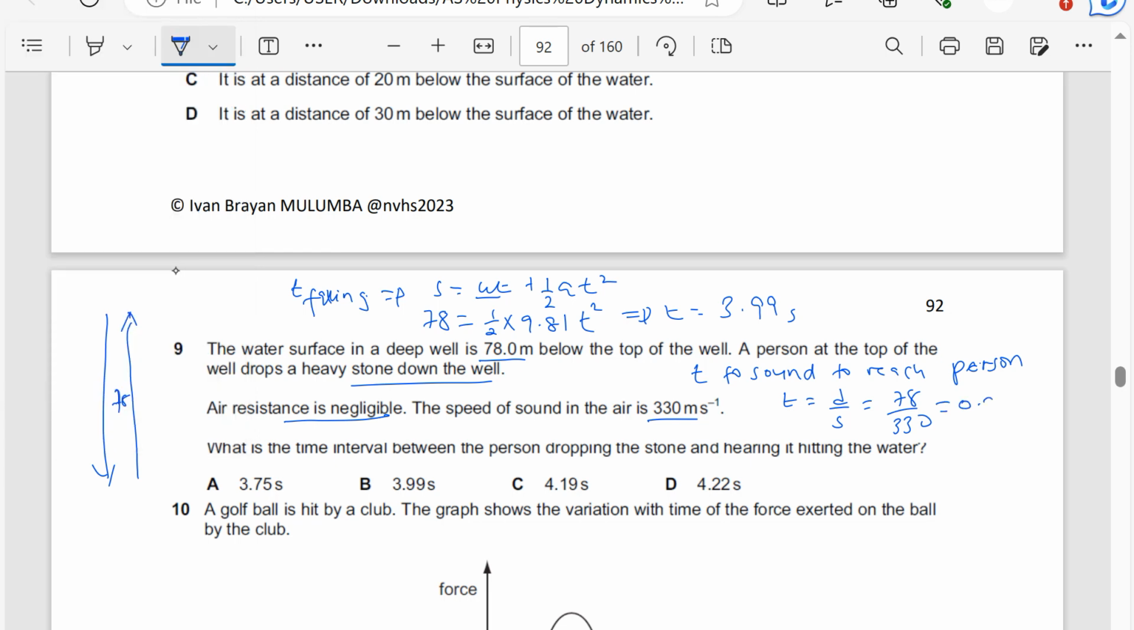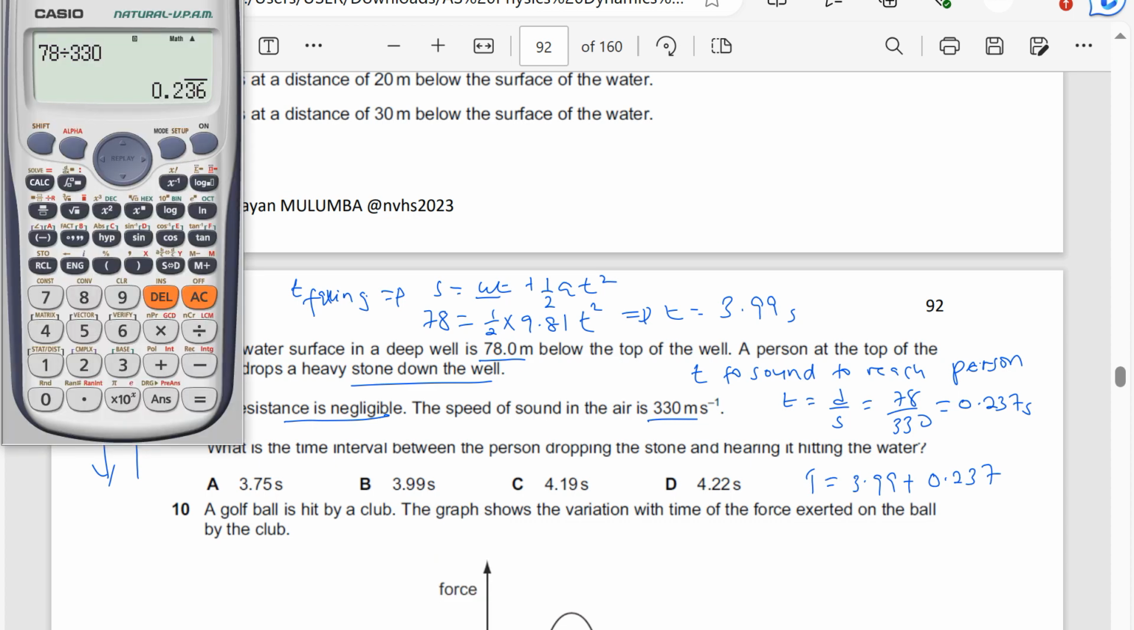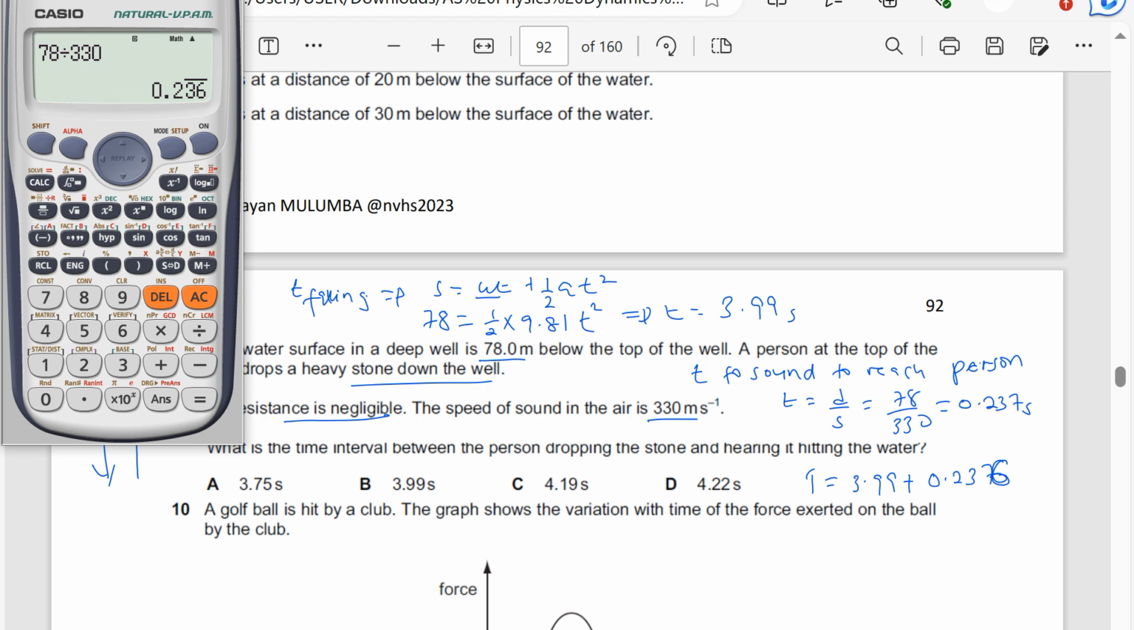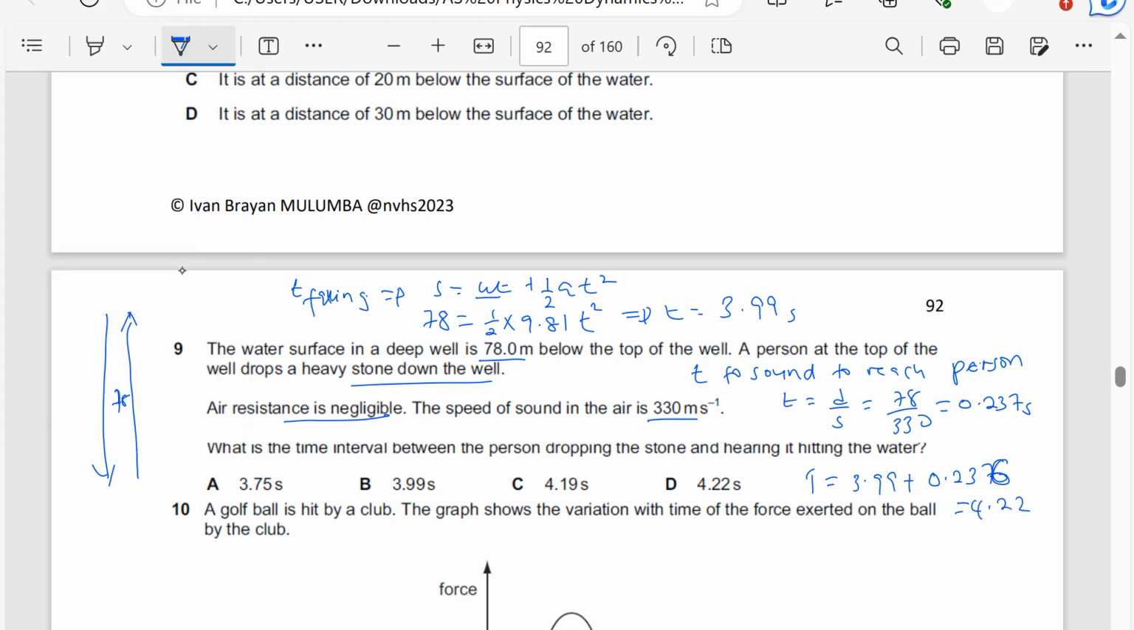So this is 0.237 seconds. So now we want the total time. So total time is going to be 3.99 plus 0.237. No, it is 0.236, because it is 36 recurring, 36, 36, 36. So it is 0.236 plus 3.99. So I get 4.22. So the total time is 4.22. So the answer is D.